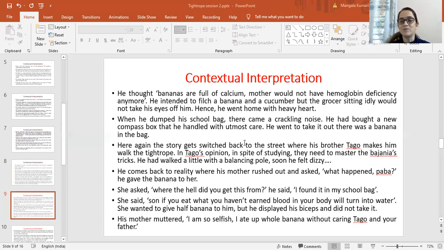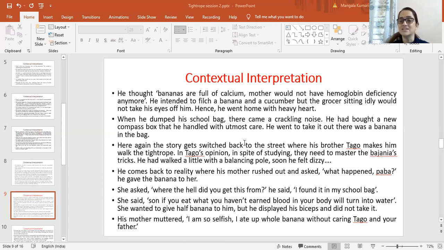So she understood Paba must have stolen the banana from someone else, because she knows her family's condition. Papa cannot have money. He cannot buy the banana. She knows it. And that is why she starts advising him, "Son, if you eat what you haven't earned, blood in your body will turn into water. So you have to earn and eat. If you eat anything which you have not earned for, your blood will turn into water."